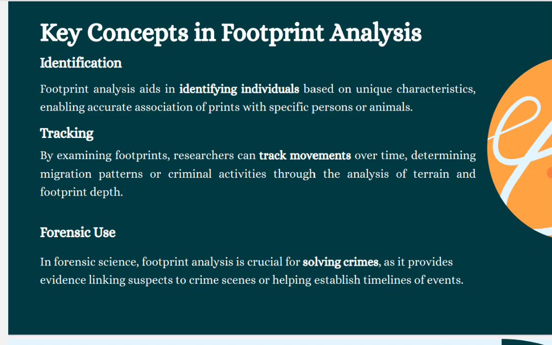So footprint analysis mainly supports three purposes. First, we will talk about identification, second, tracking, and third, its forensic use. Identification helps link a footprint to a person or an animal. Footprint analysis aids in identifying individuals based on unique characteristics, enabling accurate association of prints with a specific person or animal. Means to link between a person or the animal's footprints present at the crime scene.